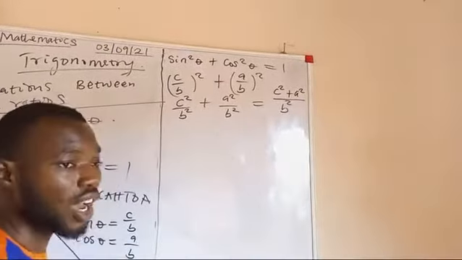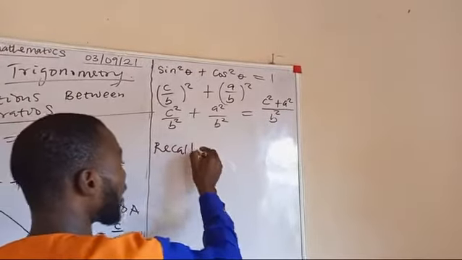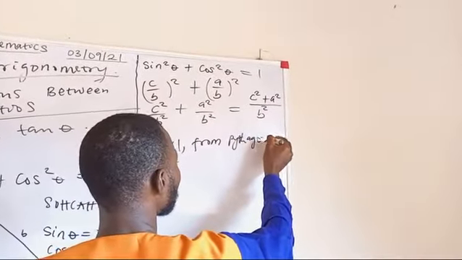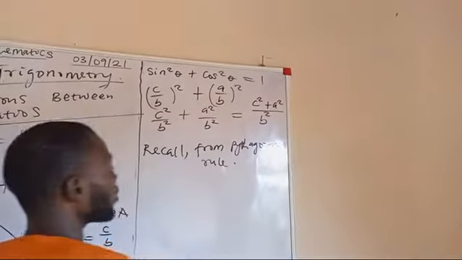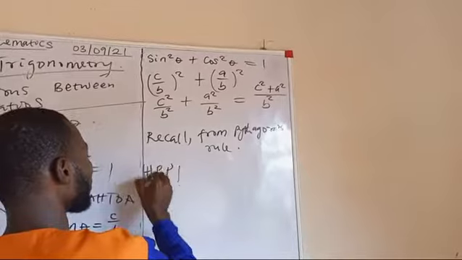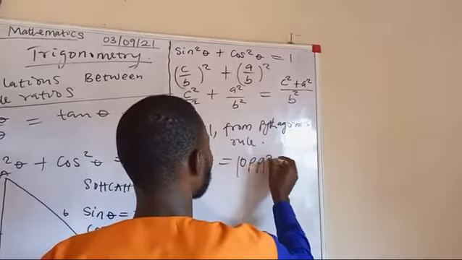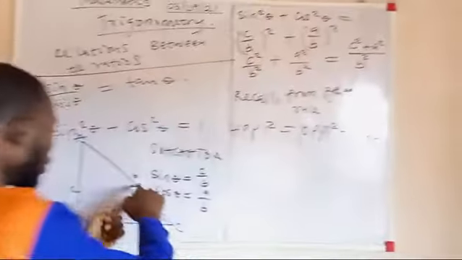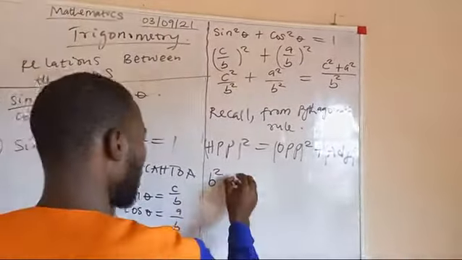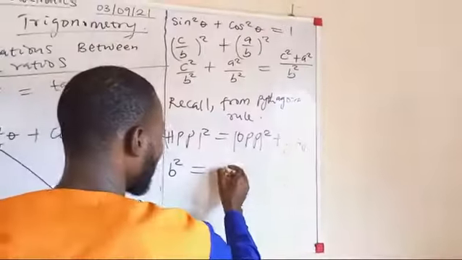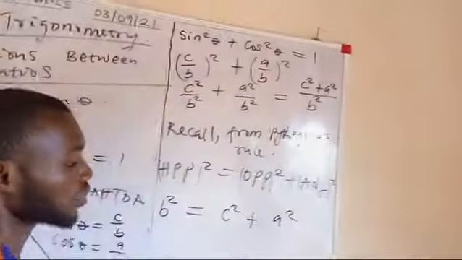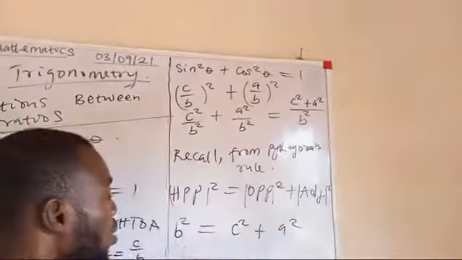At this point, you have to recall from Pythagoras rule, which states that hypotenuse square is equal to opposite square plus adjacent square. Relating to this diagram now, hypotenuse is B, so B square is equal to opposite, which is C square, plus adjacent, which is A square. So if B square is equal to this, we can substitute. Anywhere we see C square plus A square, we substitute with B square.